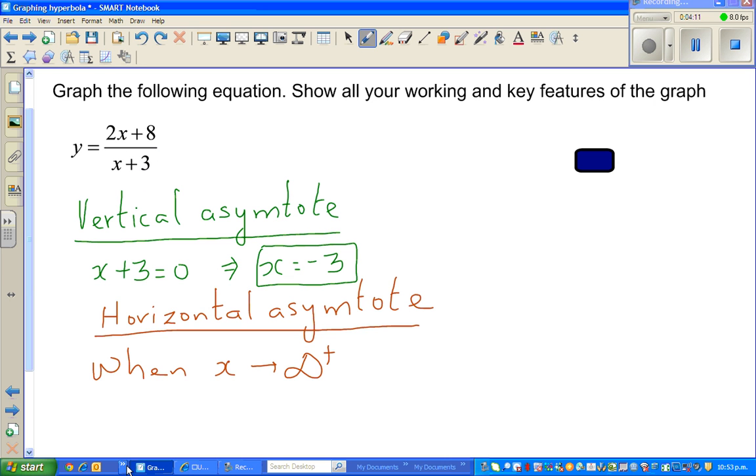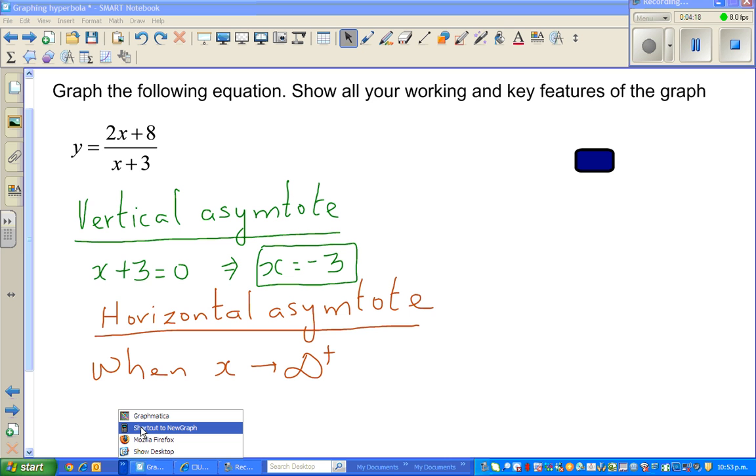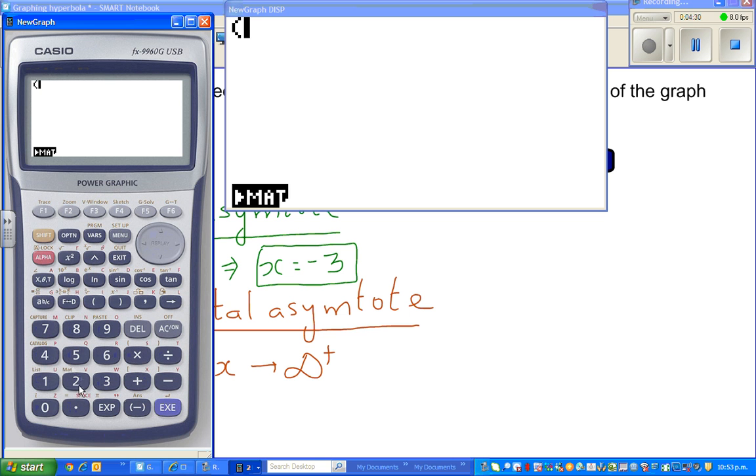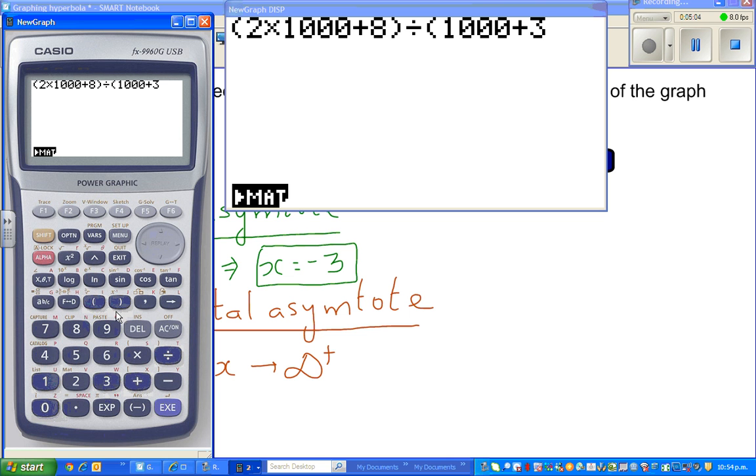So let us do it on a calculator. We can do this in different ways, but I believe that doing it on a calculator gives you an understanding of what's happening. So we know the function, it is (2x+8) over (x+3). So open the calculator, menu, run. I'm going to start with a bracket, 2 times 1000 plus 8, divided by, again bracket, 1000 plus 3. So what I have done is put the value of 1000 in place of x.